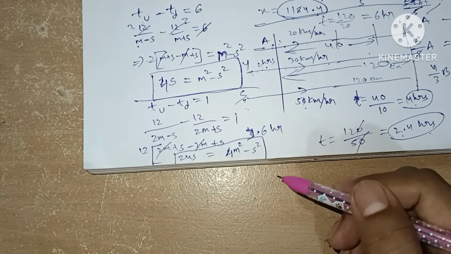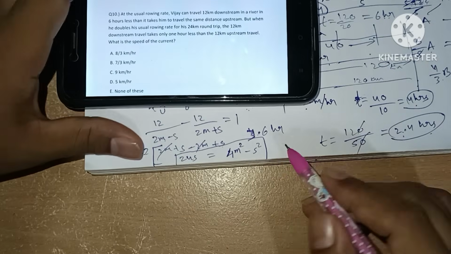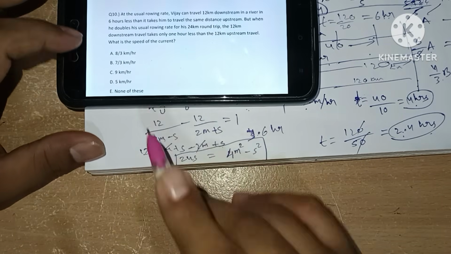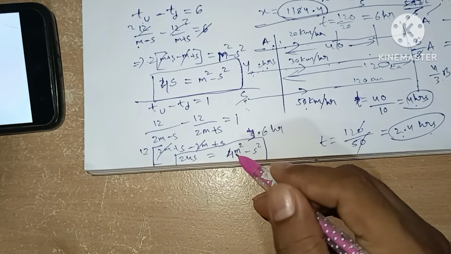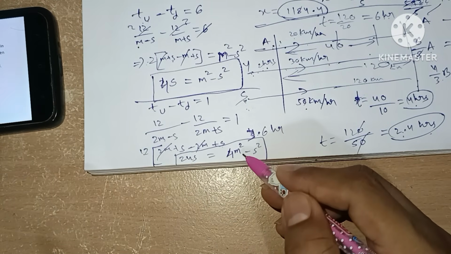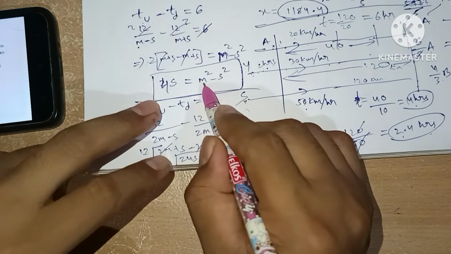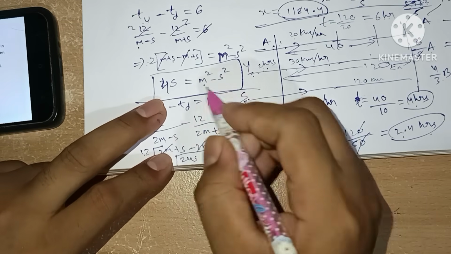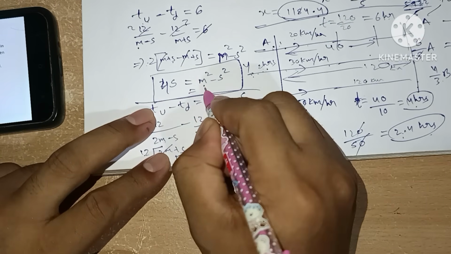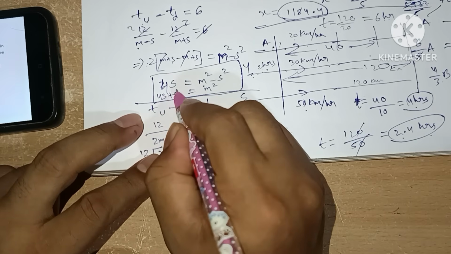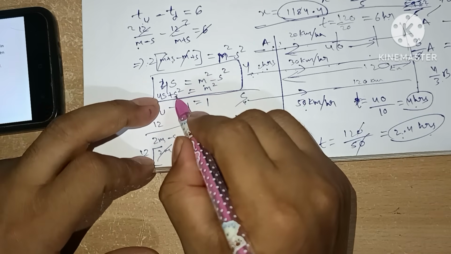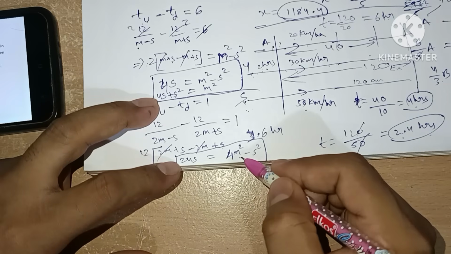So what we need to find in our question is the speed of the current. Find the value of s. To find the value of s, we need to eliminate m. How we do it is, instead of m square minus s square, instead of m square we can write 4s plus s square. So this is substituted in this equation.